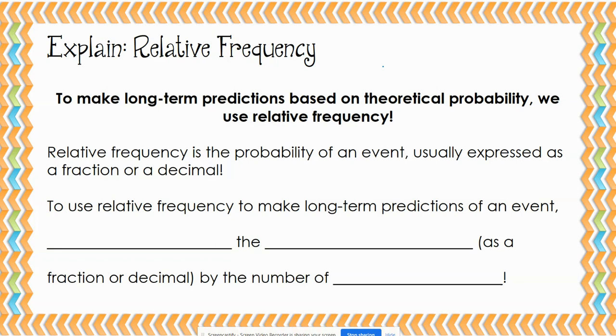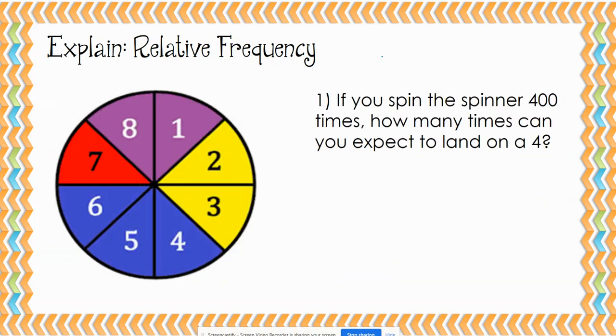event. So, to use relative frequency to make long term predictions of an event, all you have to do is multiply the probability, either as a fraction or a decimal, because remember, we can never multiply with percents, by the number of trials. So, what does that mean? Let's look at some examples.